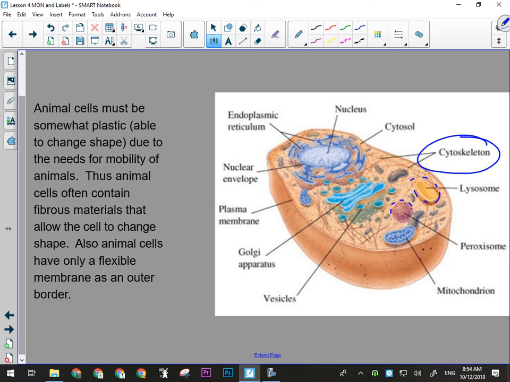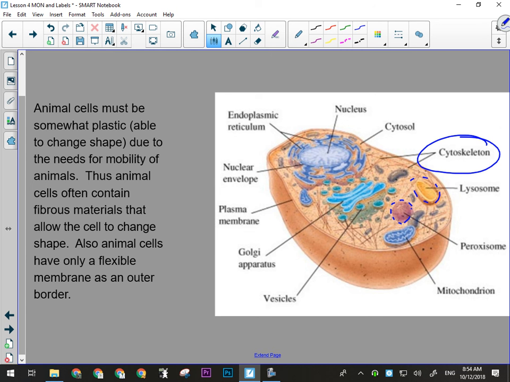A peroxisome is very much like a lysosome, except it doesn't have food in it yet. It does have the digestive enzymes in it, but it hasn't merged with a food particle and started any digestion. All right, and then other structures that are within the animal cell are very similar to the plant cell.